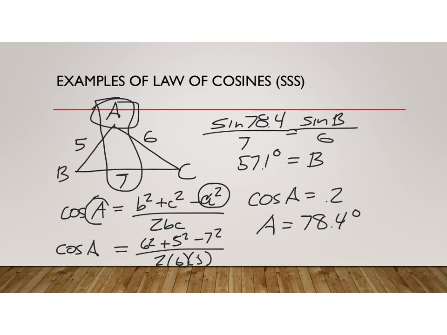And then how do you find that third angle? Just like we always have. Once you've got two of them, take 180 minus the other two angles. And the other angle must be about 44.5 degrees. That's solving a triangle when you have all three sides.